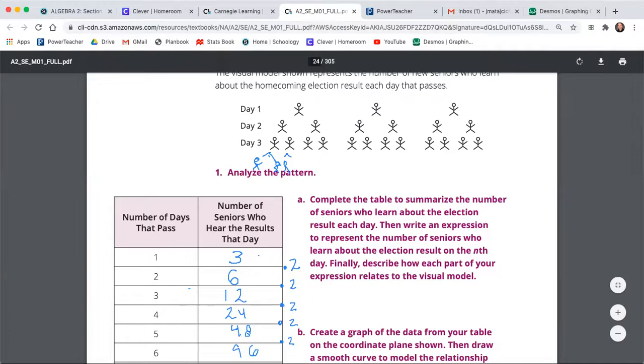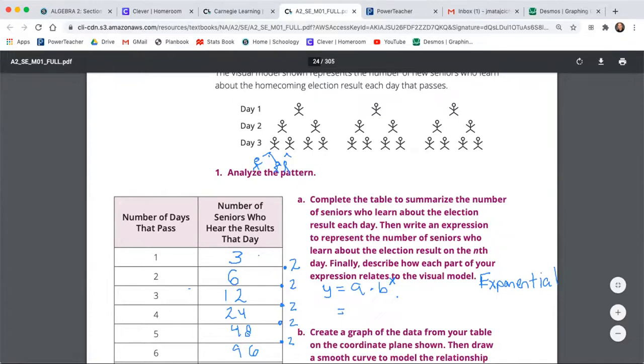So let's go on. Actually, let's go ahead and get the expression down. So since we have a constant multiplier, hopefully you know what type of expression it is. This would be exponential. Exponential. Again, why? It's because we have a constant multiplier. So here's our form that we're using. Y equals a times b to the power of x. So hey, what's the initial value here?